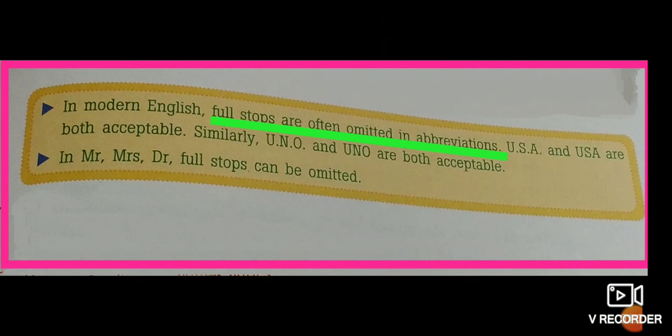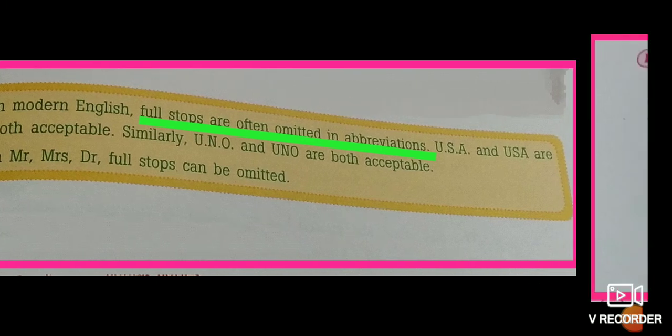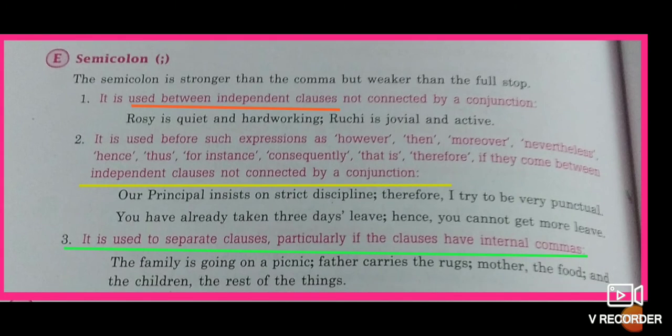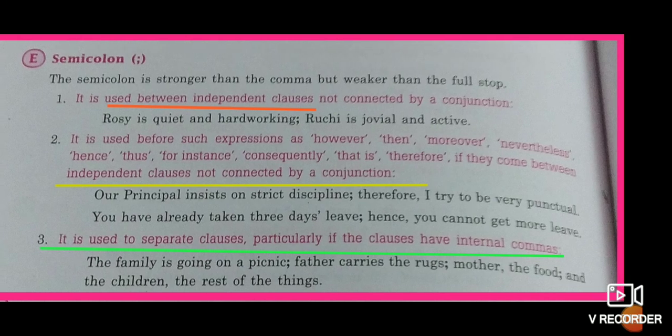But keep in mind that in modern English, full stops are often omitted in abbreviations like U.S.A. and USA, both are acceptable. Likewise, in Mr., Mrs., Dr., full stops can be omitted. Next punctuation mark is semicolon. Semicolon is stronger than the comma and weaker than the full stop. Stronger and weaker are in the sense of taking a pause. If we have to take a larger pause than comma and shorter than full stop, then we will use semicolon.